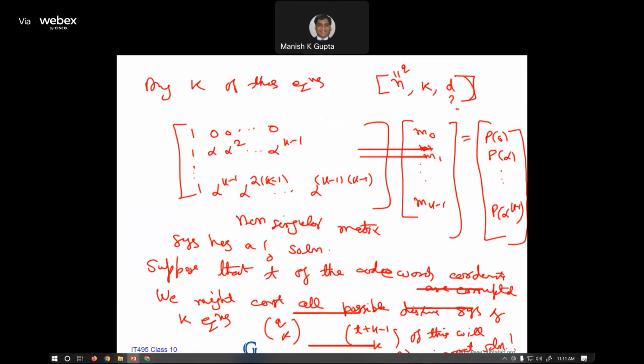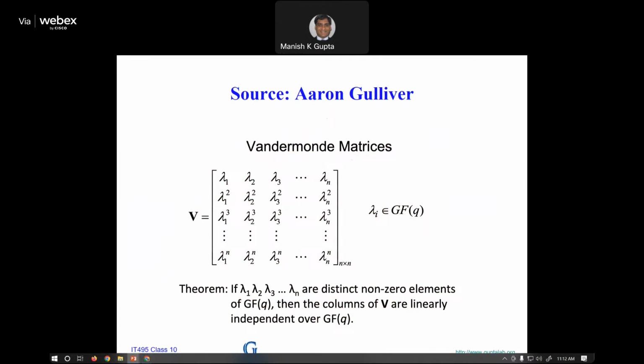So I'm going to show you the complete structure of this matrix, so that if this is non-singular, we will be able to solve it, and a unique solution will be there, right? So what makes it non-singular? That comes from the next slide, what is known as the Vandermonde matrix. A matrix like this is a general thing: lambda 1, lambda 2, lambda n, lambda 1 square, lambda 2 square, lambda 3 square, cube, and so on up to an n by n matrix. Lambda is an element of a field with q number of elements.